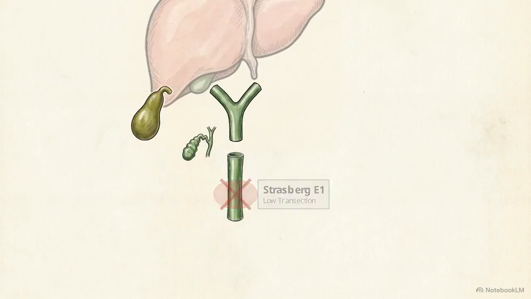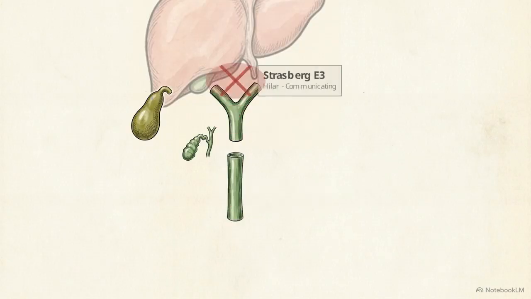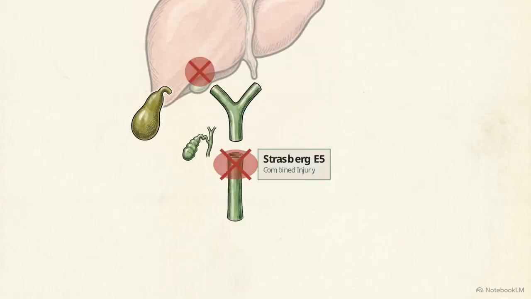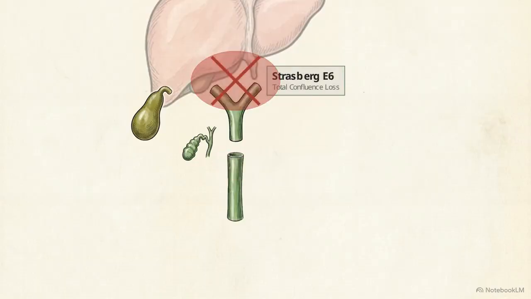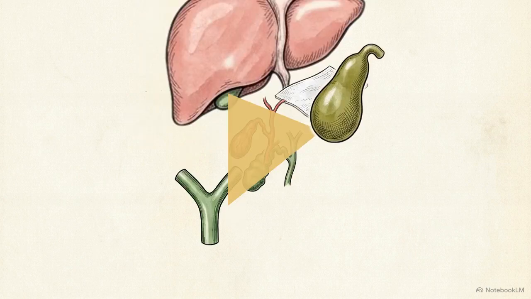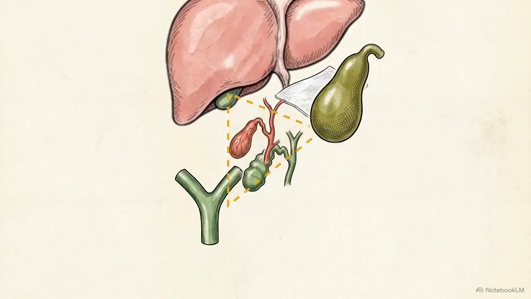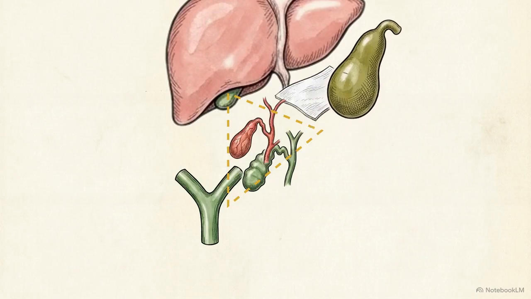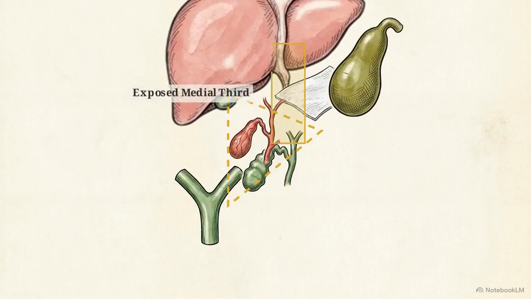This wireframe illustrates the Strasberg classification of bile duct injuries, ranging from E1 to E6. These complications result from anatomical misidentification. To achieve the critical view, 3 steps are non-negotiable. First, as shown in this diagram, the surgeon must thoroughly clear the hepatocystic triangle of all fibrofatty and soft areolar tissue. Second, the gallbladder must be separated from the liver bed.